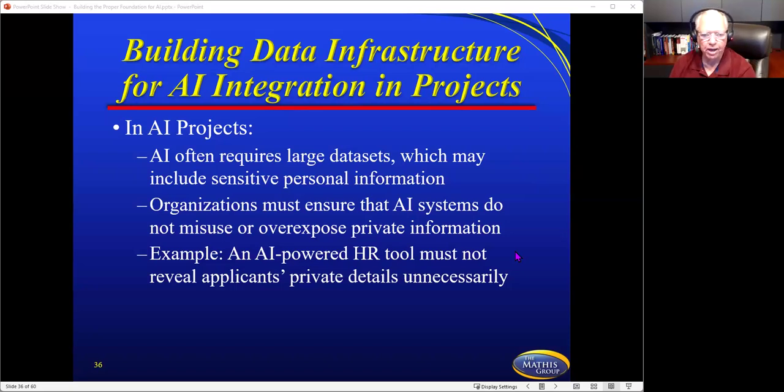An example would be an AI-powered HR tool must not reveal applicants' private details unnecessarily. And of course, HR is testing this like crazy in some of the companies, and they're watching it like crazy because it can be biased. If it pulls from old hiring practices, then you know it's going to be biased, because you're wanting to give everybody a fair shot for that job today. So you do have to watch that.